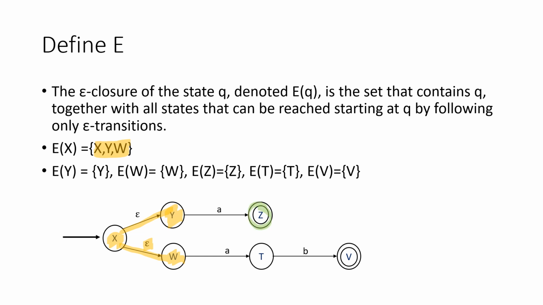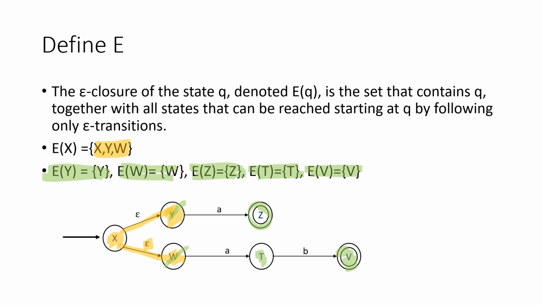On the other hand, the other states don't have any epsilon transitions. You'll notice Z doesn't have any arrows, so the epsilon closure of Z is just Z. T has an arrow, but it's just on B, so E of T is T. V doesn't have any arrows, so it's itself. And similarly for Y and W.